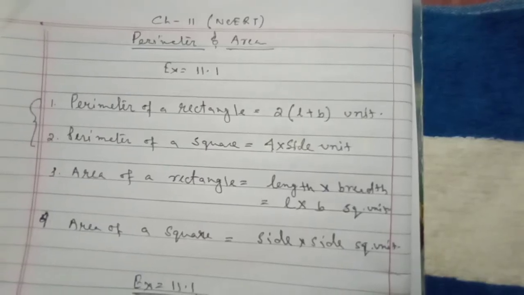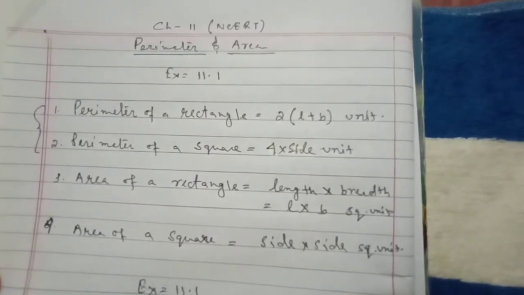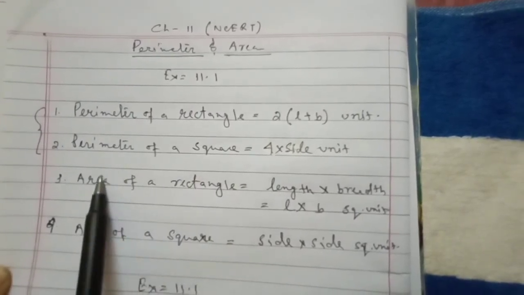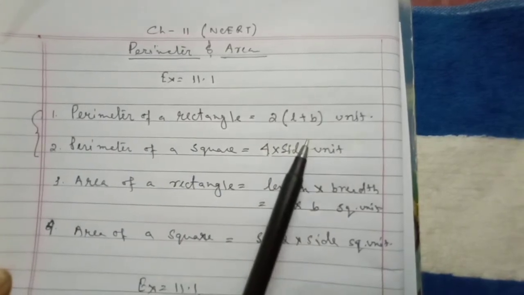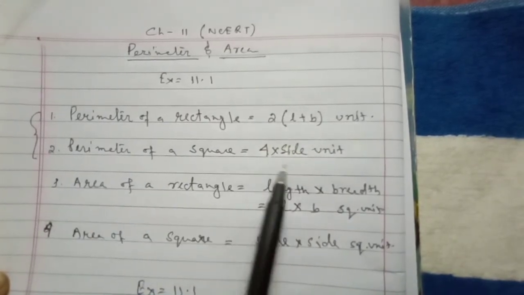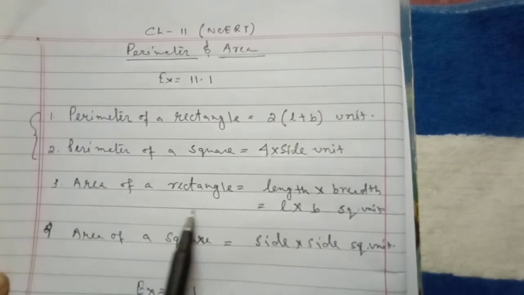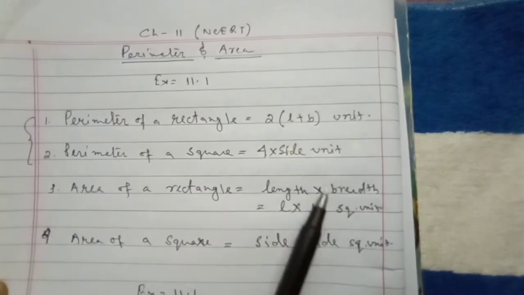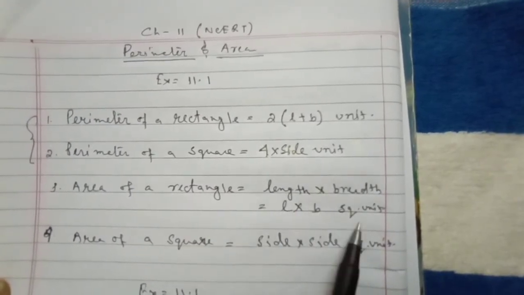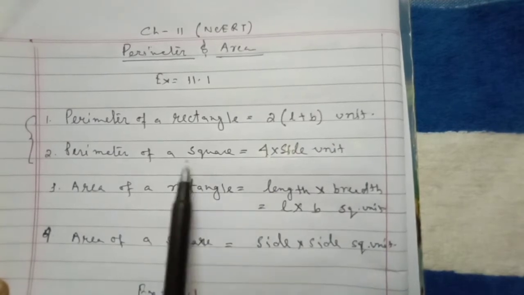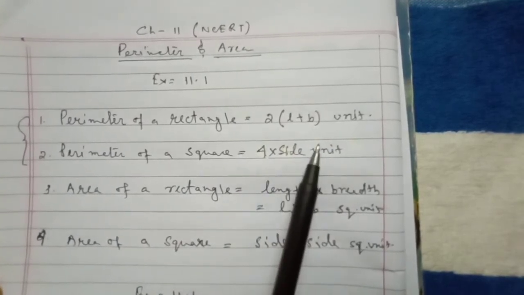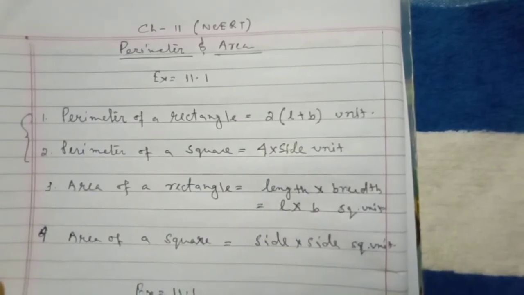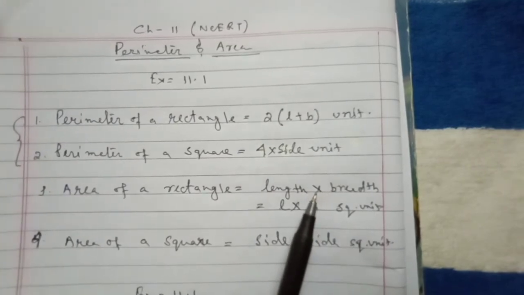Good morning children. As you have seen in the previous video, the formula of area and perimeter: the perimeter of a rectangle is 2 into (L plus B) and the perimeter of a square is 4 into side. And you have seen that the area of a rectangle is L into B and the area of a square is side into side. But the unit will be square unit when we are finding the area, and when we are finding the perimeter, its unit will be only a single unit, because it is a length only. Perimeter means the length. So be careful about the unit also.